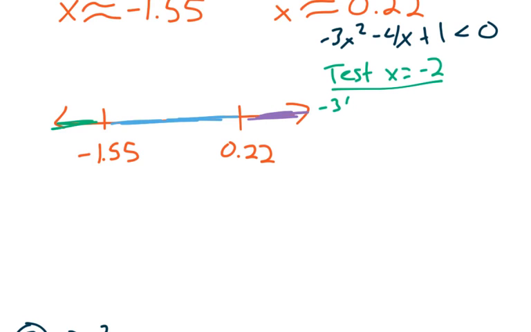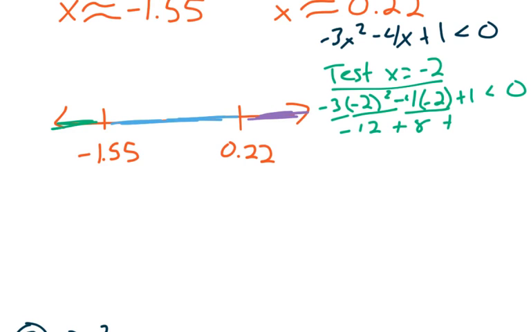So negative 3 times negative 2 squared minus 4 times negative 2 plus 1, we're going to see if that's less than 0. Let's see, negative 2 squared is 4, times negative 3 is negative 12. Negative 4 times negative 2 is positive 8, plus 1, less than 0. Negative 12 plus 8 is negative 4, plus 1 is negative 3, less than 0. That's a true statement, so we get a check mark on the green interval.